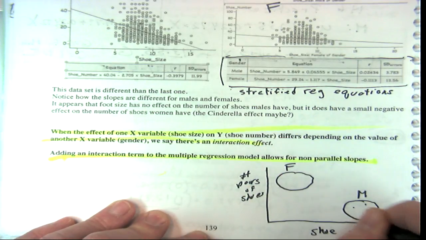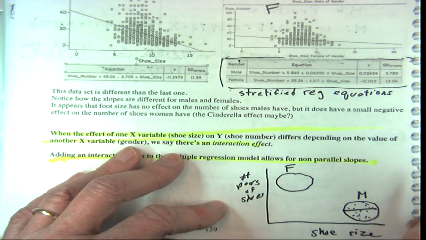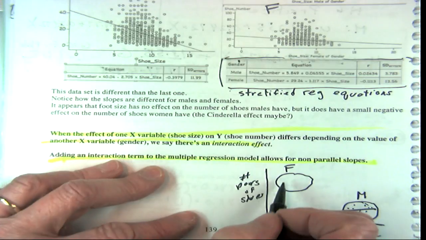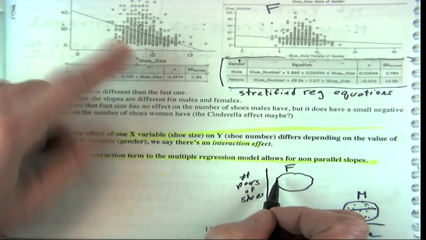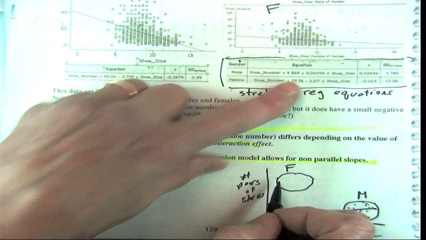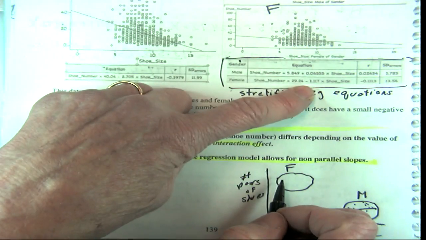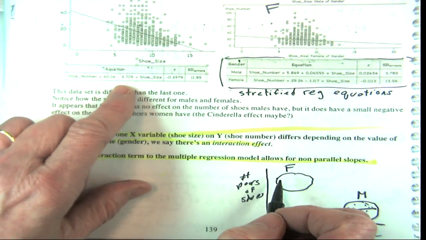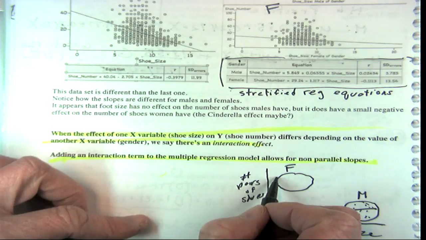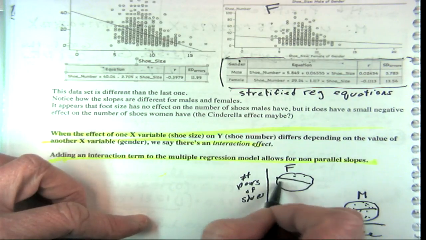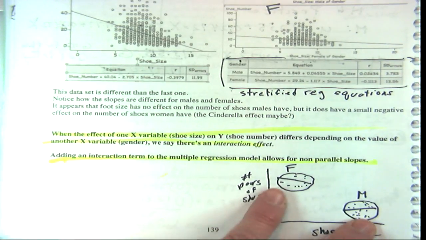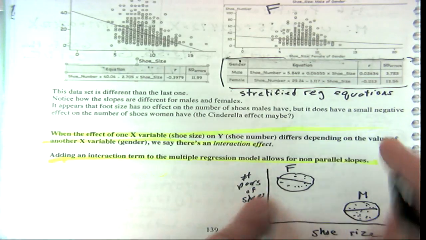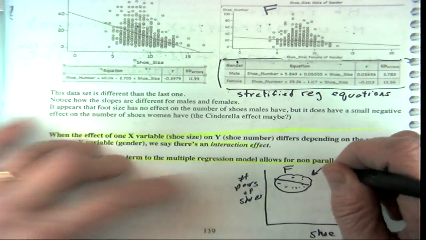And with males, there's nothing. There's basically no slope. It's very, very flat. But with females, there's a slight negative, not as big as this one. A slight negative. Slope negative 1.17, not negative 2.7. So it's a slight negative slope. We see they're different. Okay? This is a small negative slope.